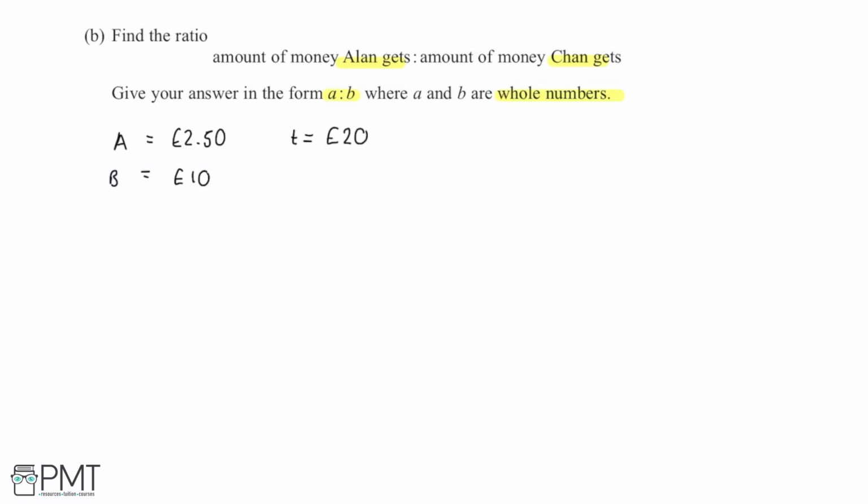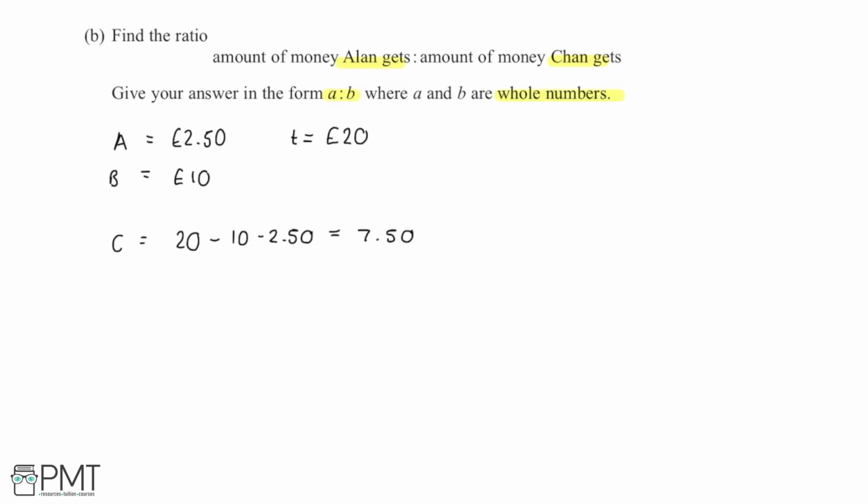We're told that Chan gets the rest of the money after Bisper and Alan have their shares, so we can work out how much Chan gets. So Chan is going to get the remainder, so we can take 20 and subtract both the amount that Alan and Bisper got. So we can take 20, subtract £10 and subtract that £2.50, and that gives us an answer of Chan having £7.50.